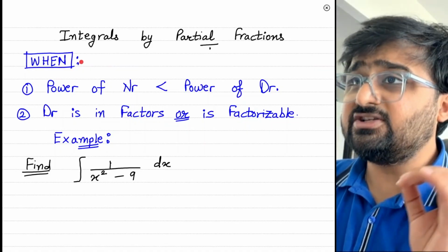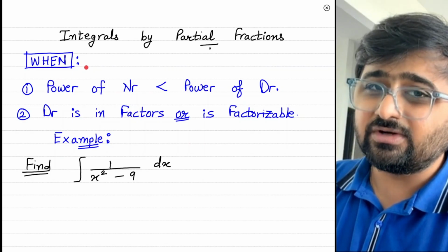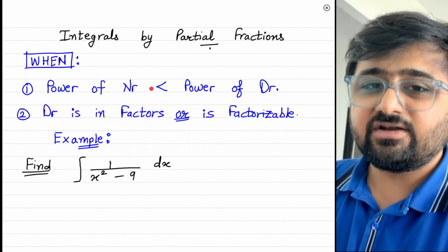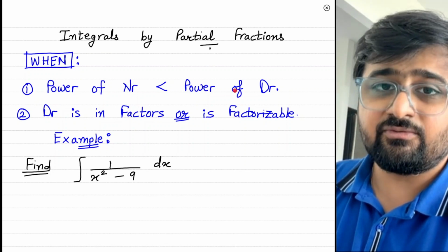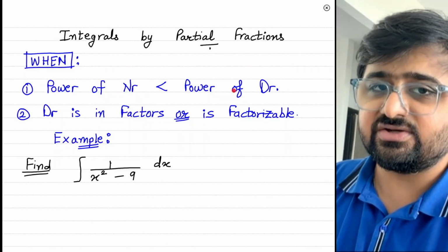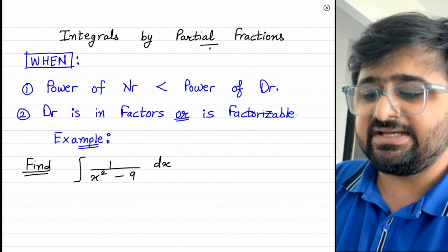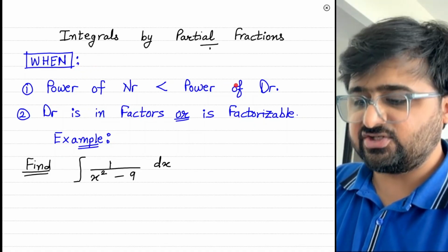In order for us to decide whether we want to do partial fractions or not in the integral, there are two conditions that we have to follow. Condition number one is that the power of the numerator should be less than the power of the denominator. That's condition number one, and it is very easy to determine. Obviously, when the numerator and the denominator are both polynomials in x, the power of the numerator should be less than the power of the denominator.